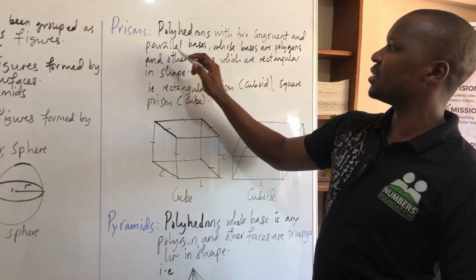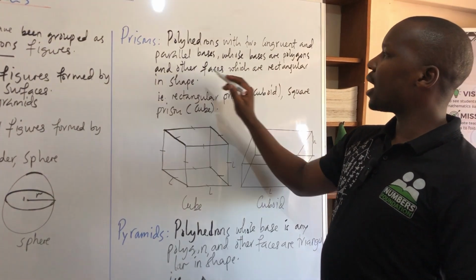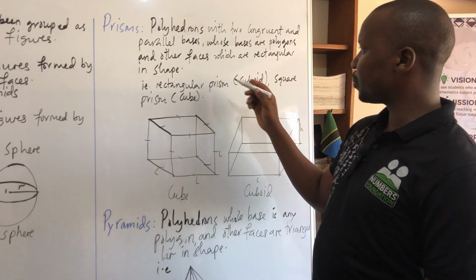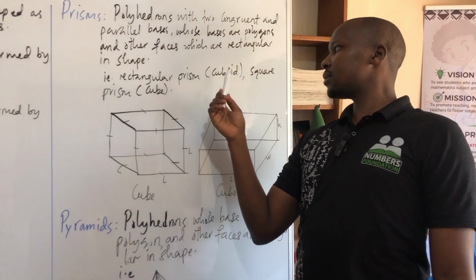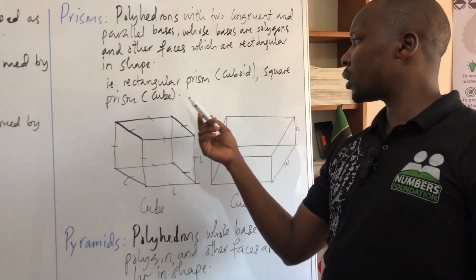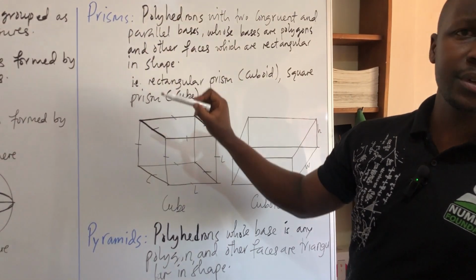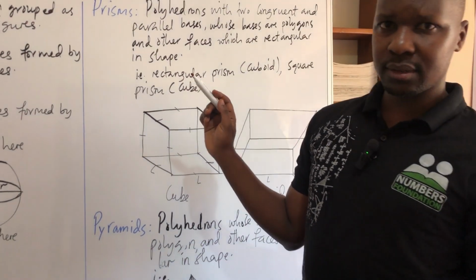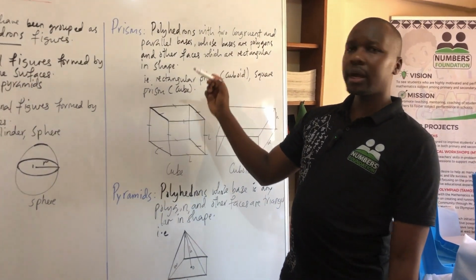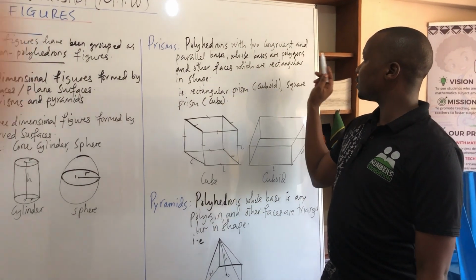But the other remaining faces, which are not bases, which we can term lateral faces, are rectangular in shape. Now, we have special prisms like the cuboid. A cuboid is a prism whose base is rectangular in shape, and the square prism, we can also call a cube, is a prism whose base is a square. Normally when we name prisms, we name them according to the shape of their base. If it is a pentagon, we name it a pentagonal prism. If it is a triangle, we name it a triangular prism because the shape of the base is that polygon.